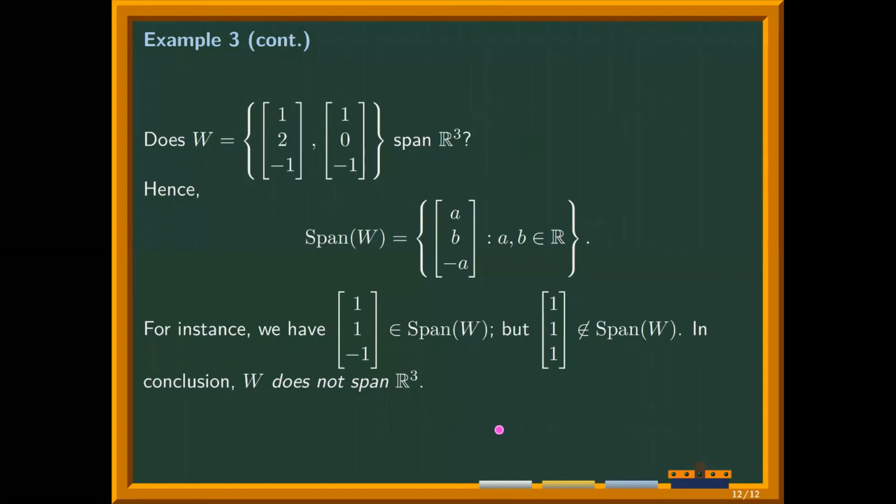For instance, if you take a and b both equal to 1, then (1, 1, -1) is in the span of W, but the vector (1, 1, 1) is not in the span of W because the third component is not the negative of the first component. So there are some vectors in R3 that do not belong to the span of W. In other words, W does not span R3. Not all elements of R3 are a linear combination of vectors from W.